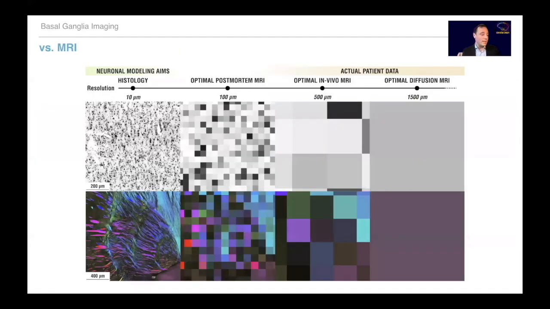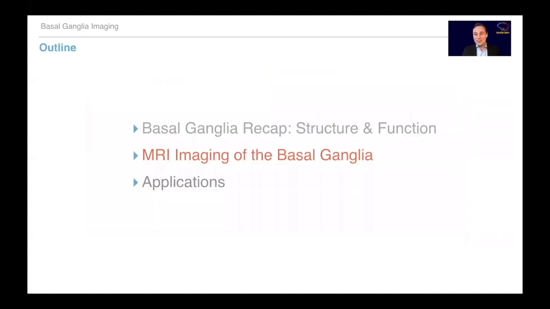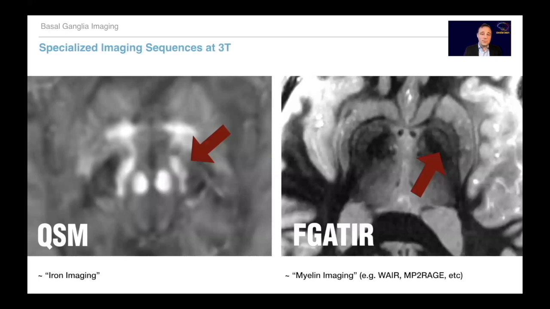A problem, though, with imaging is that the resolution is too poor, right? This is what we just saw, and this is our resolution that we usually have in optimal imaging sequences, right? So we don't see things. What can we do to improve that, at least a bit? So on 3 Tesla, you can basically use 2 strategies. One focuses on iron, one on myelin, with 2 example applications here.